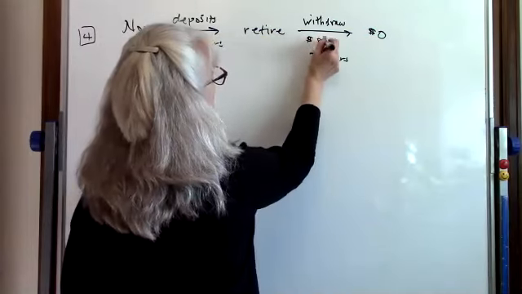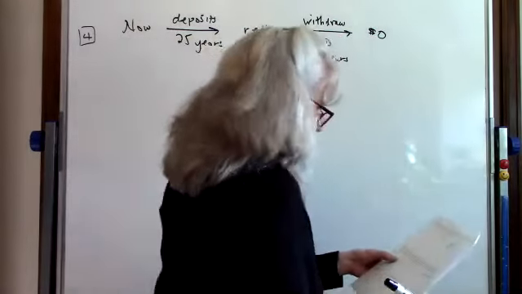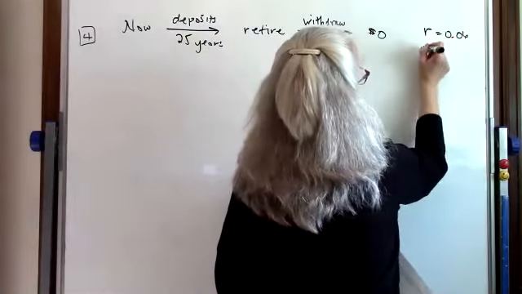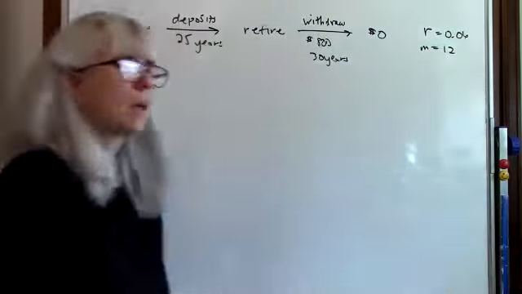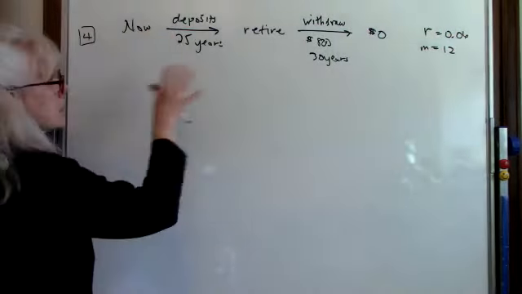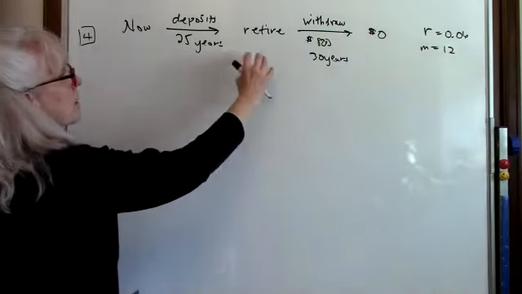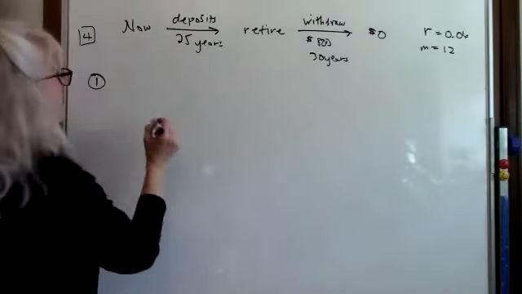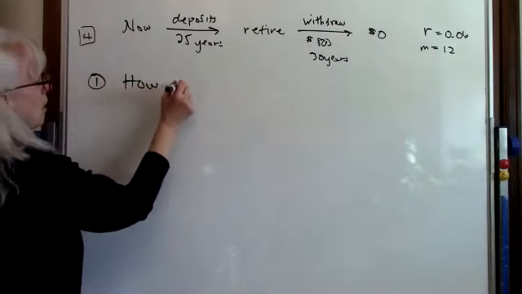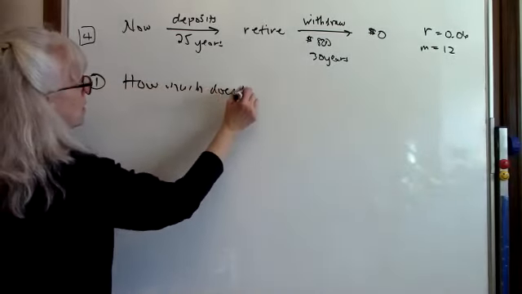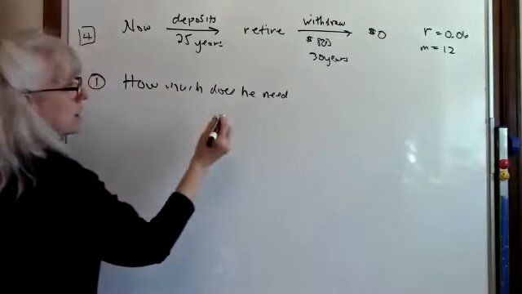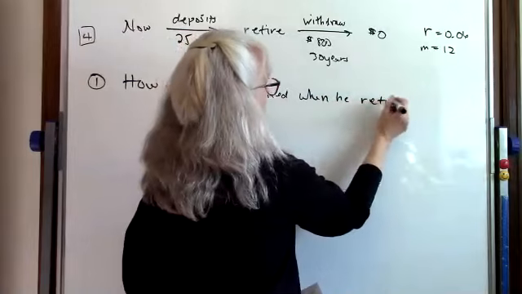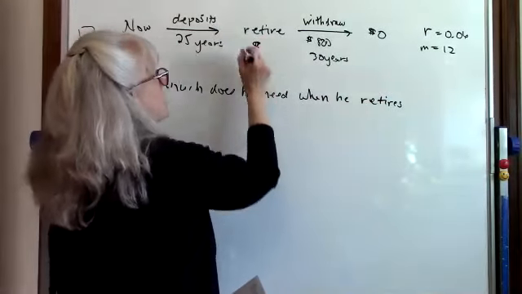Okay, so that's kind of a picture of what's going on. Let me get a couple more pieces of information on the board. We know that it's at 6%, and we're doing everything in terms of monthly. So little r is 0.06, and m is monthly. Okay, so we have to do two parts here. We can't start with this until we figure out how much he needs. So our first step is what he needs when he retires. So how much does he need when he retires? I'm trying to figure out at this point in time what the dollar amount is.